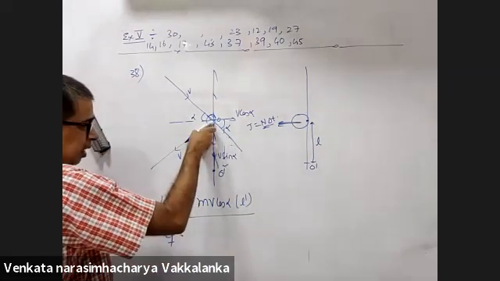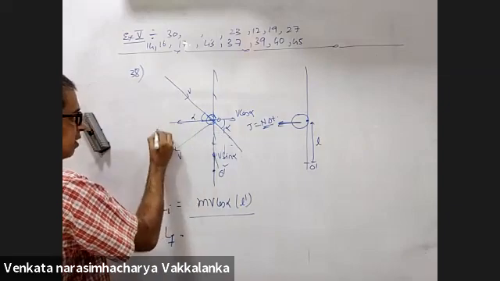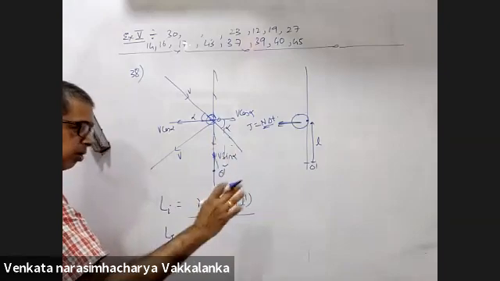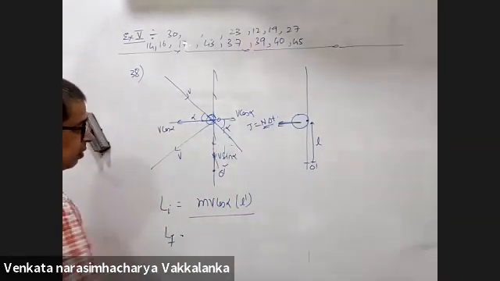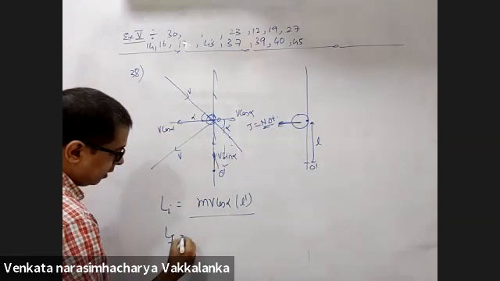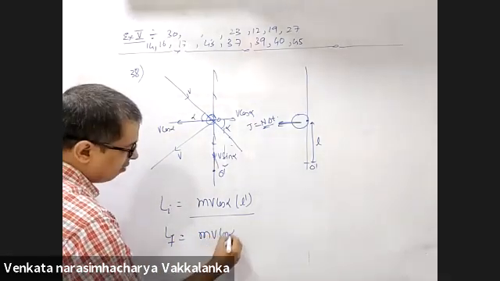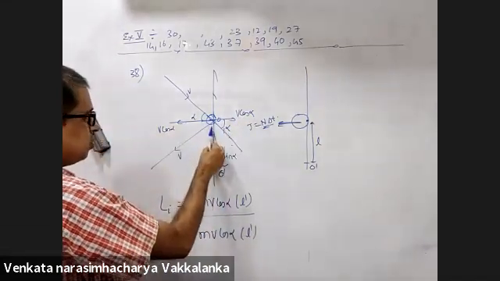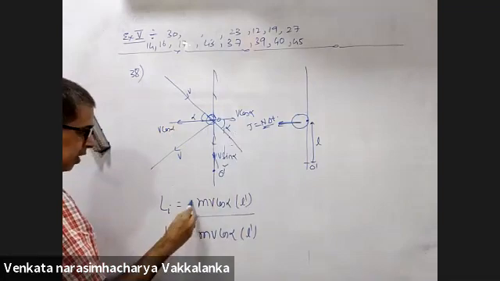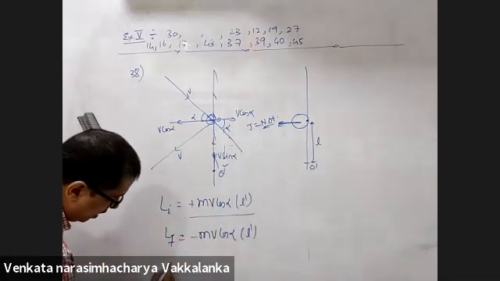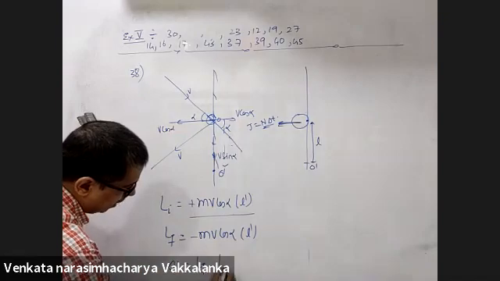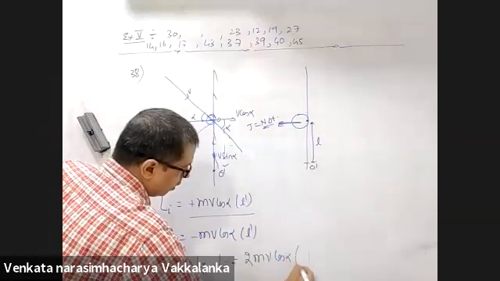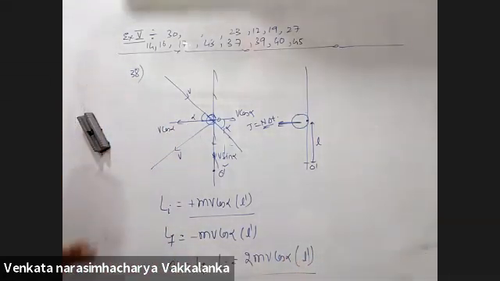L final means this is coming out with V. This will have V cos alpha this way, and again V sin alpha this way. Again V sin alpha does not produce any angular momentum about O dash, but V cos alpha will. That is again M V cos alpha into L dash. But this is clockwise, and this is anti-clockwise. If I take clockwise as positive and anti-clockwise as negative, delta L is L final minus L initial. It will be 2 times M V cos alpha into L dash.